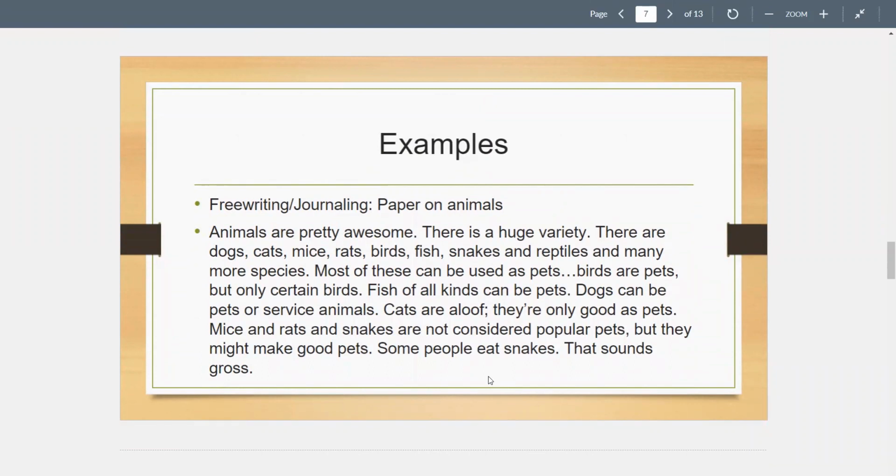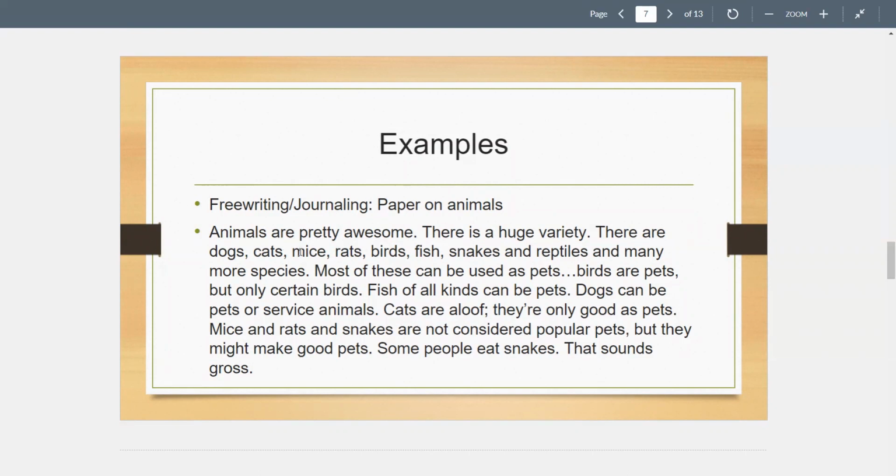So this is just something that I wrote in a few minutes. Animals are pretty awesome. So that's my opinion. That shows that I could write a paper being persuasive of why animals are great. That's a great topic there. There's a huge variety. I could talk about biodiversity there and how many different kinds of animals there are.